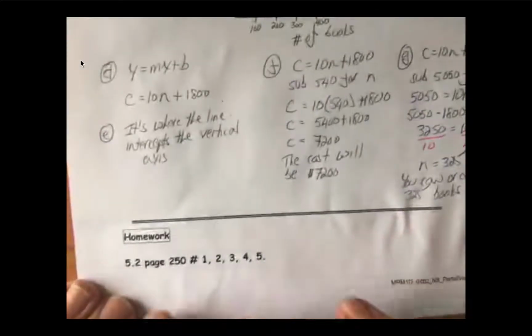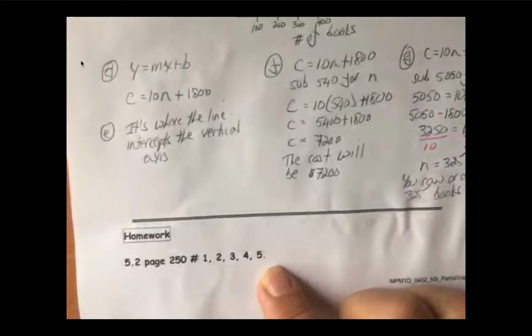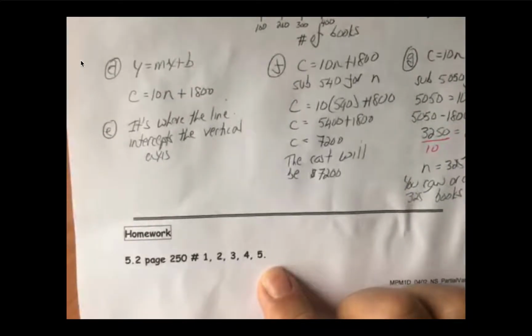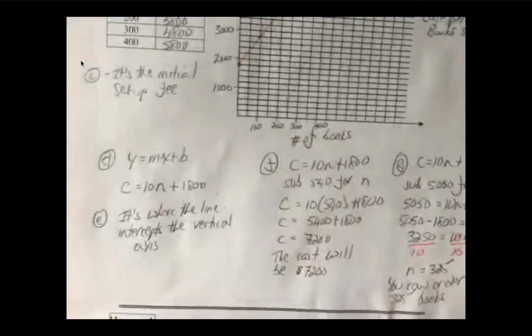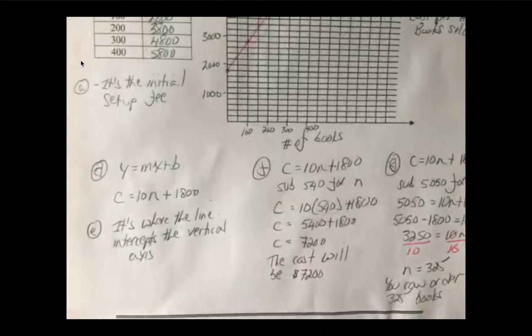So as you can see, there's some homework to do down here, page 250 in the text. Questions 1, 2, 3, 4, and 5. If it asks you to graph, I can't remember right off the top of my head, you can just do sketch graphs, okay? Or you can do ones like this if you have graph paper. So the main purpose is just to understand, generally speaking, what's going on graphically.